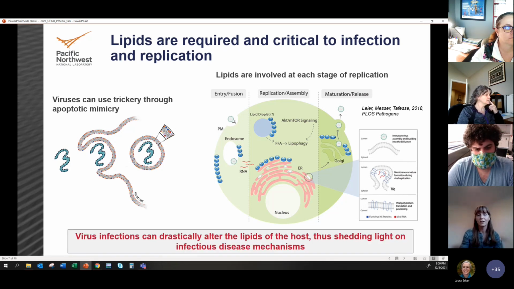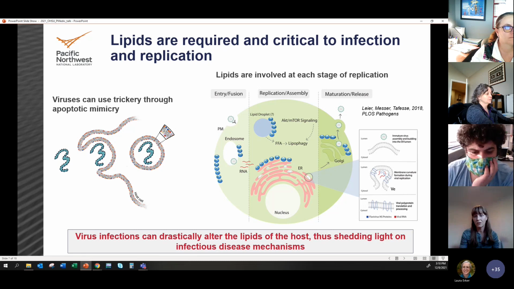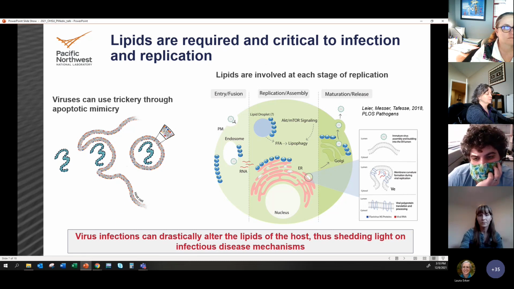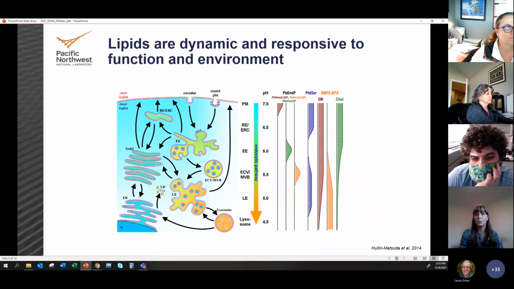With that, they dramatically affect the host. In every lipidomic study we've seen here at PNNL, and I've mentioned quite a few, the lipids are almost always changing with infection. We also wanted to highlight that lipids are dynamic and responsive to their environment. If something is occurring, the lipids are going to respond to help the host or the system respond to that environment.